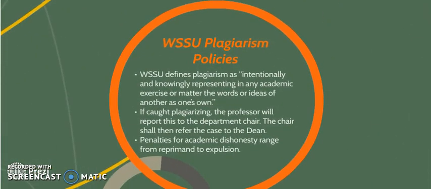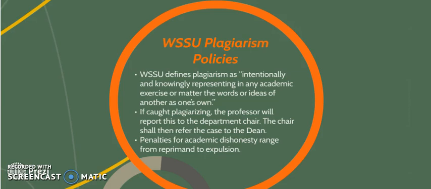WSSU strives to maintain academic integrity. WSSU defines plagiarism as intentionally and knowingly representing in an academic exercise or matter the words or ideas of another as one's own. If caught plagiarizing, the professor will report allegations to the department chair. If the department chair believes academic dishonesty occurred, the chair shall then refer the case to the dean. For first-time offenders, a penalty is given, but the dean may drop the charges.